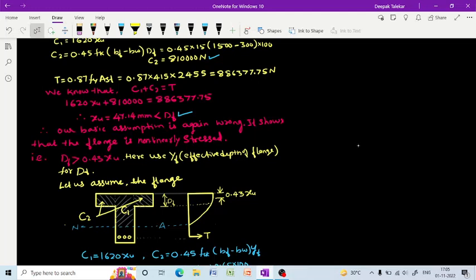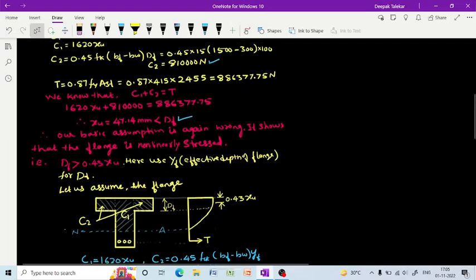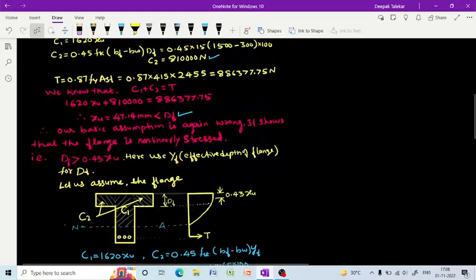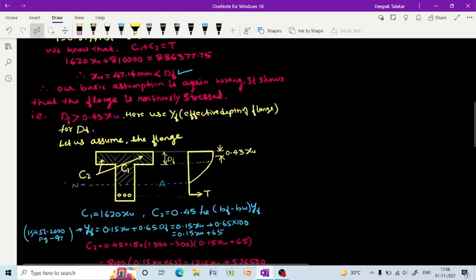It shows that the flange is non-linearly stressed. So here we have assumed the flange is linearly stressed and got a wrong value. So now it means the flange is non-linearly stressed. Now what do you have to assume? Let us assume that DF is greater than 0.43 XU. Earlier we assumed DF is less than 0.43 XU. Now DF is greater.